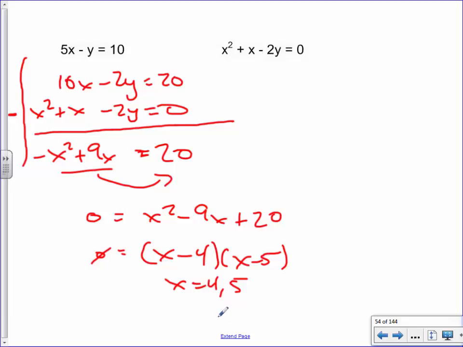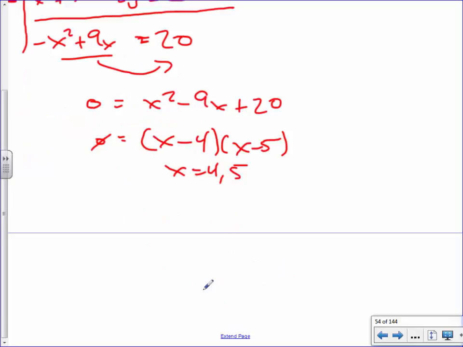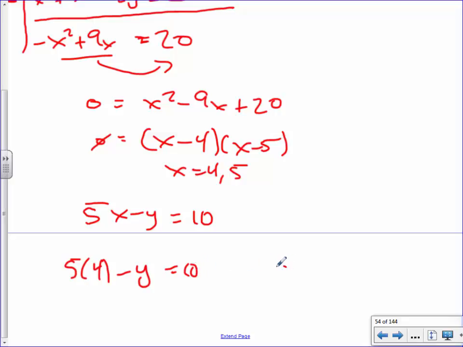I have to solve for whatever y is equal to. It doesn't matter which equation you use. It should work out the same either way. I don't know, this one here is probably easier. Just rewrite it down here. It was 5x minus y equals 10? So I'll do it twice. I'll do 5 times 4 minus y equals 10. And I'll also do 5 times 5 minus y equals 10.